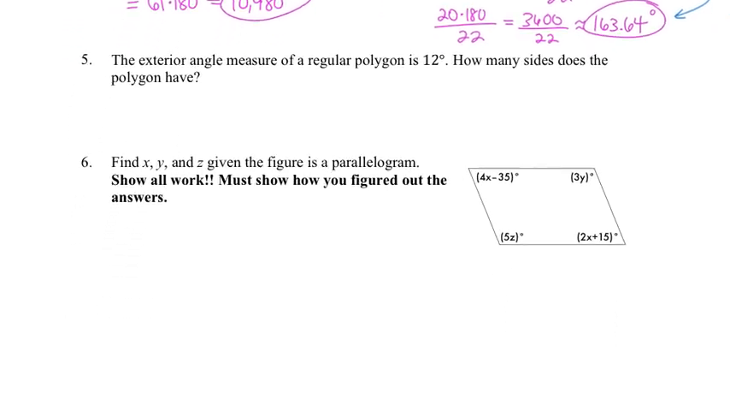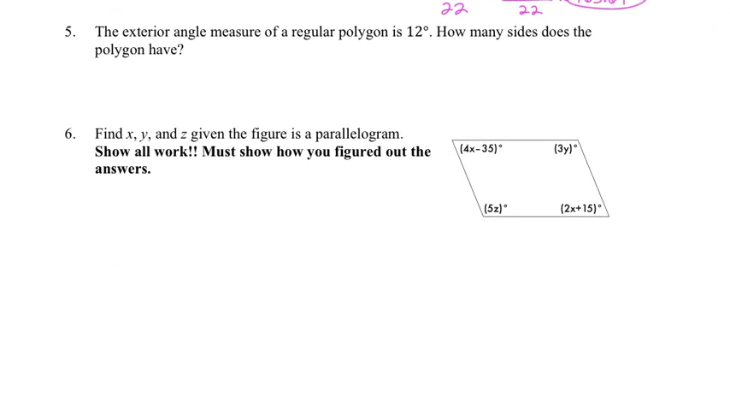Okay, again, back to number 5. With the exterior angle measure, we know that the sum of all the exterior angles will be 360. So we're just going to take 360, divide that by 12 to see how many 12-degree angles you can have with 360 degrees. That should be an easy calculation, should just be 30. So that would be a 30-sided polygon, so it has 30 sides.